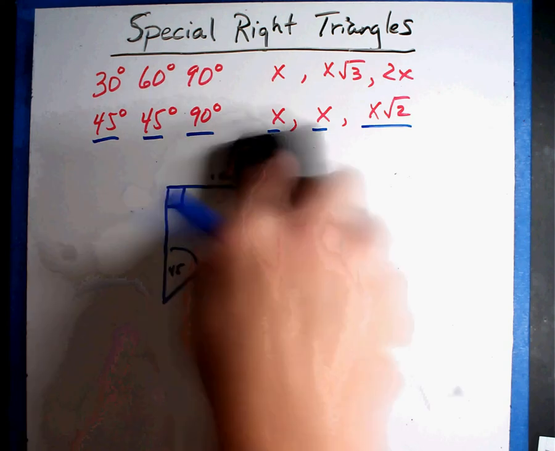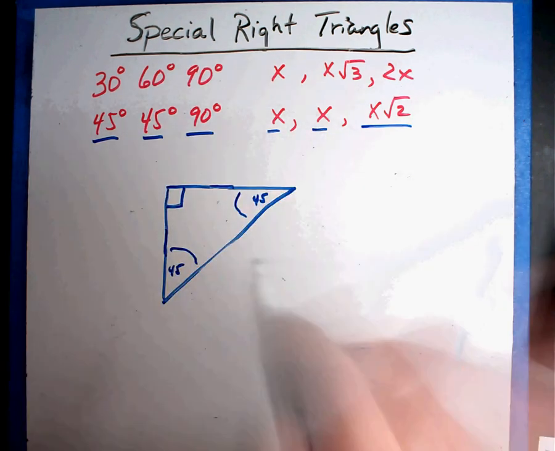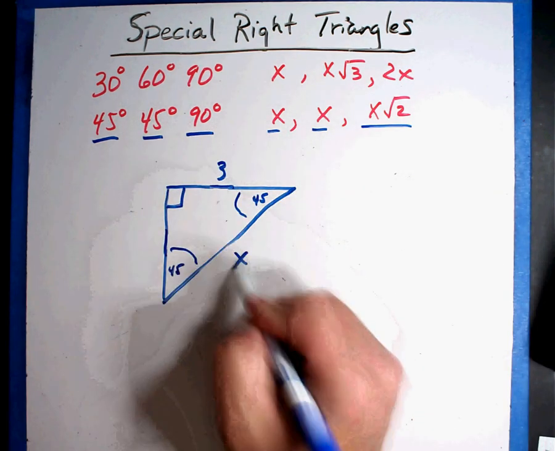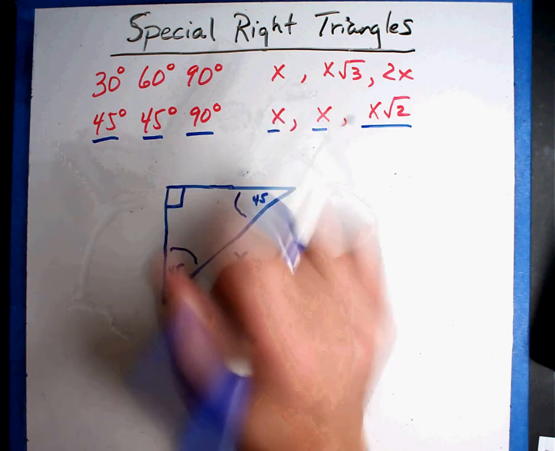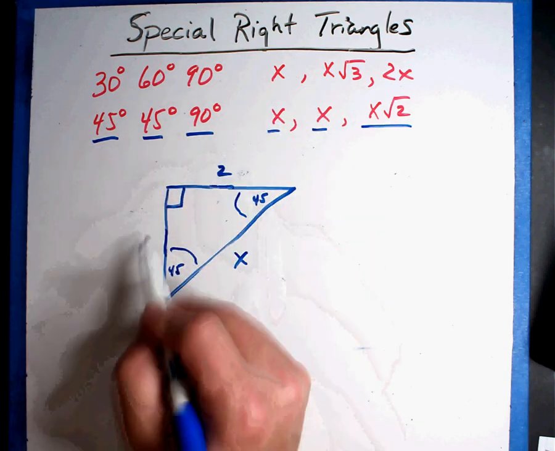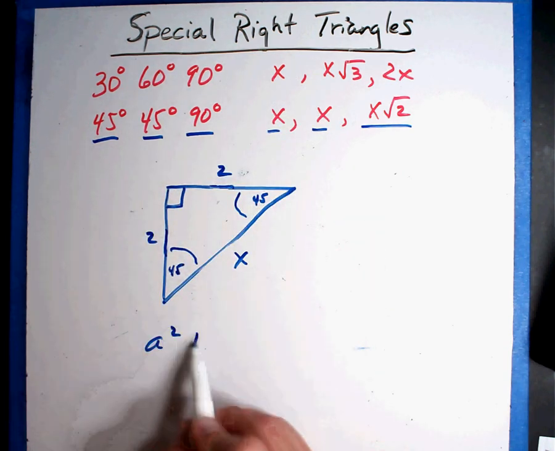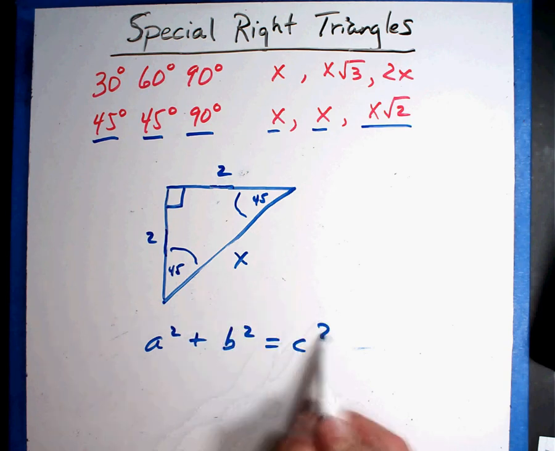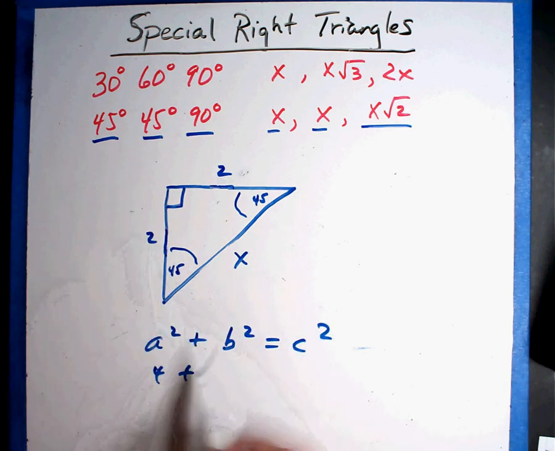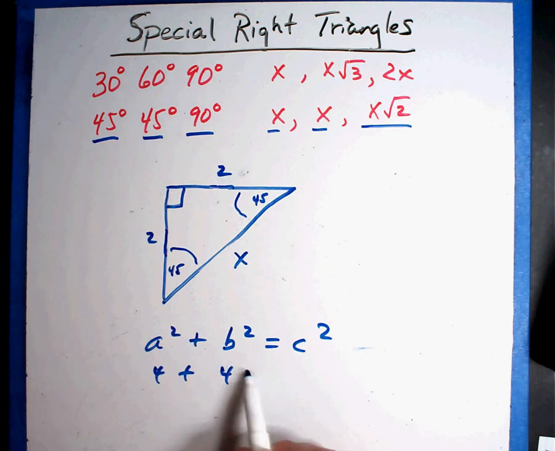Let's say this same triangle, this was 3, and this is x. Actually, we'll make it easier than that. Let's make it a 2. So if that's a 2, that's a 2. A squared plus b squared equals c squared. 2 squared is 4, plus 2 squared is 4, equals c squared.